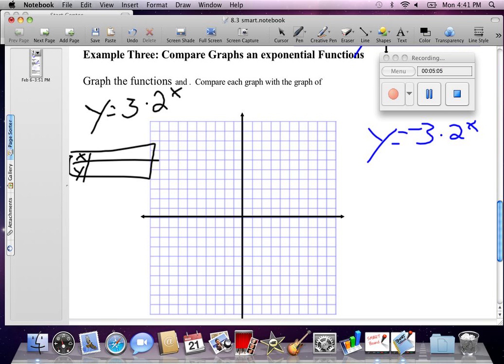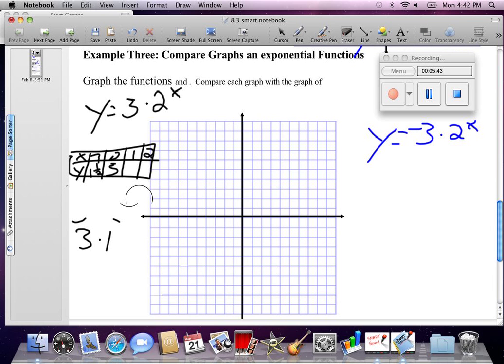We've got our x's and our y's, and we're going to plug in -1, 0, 1, and 2. When you plug in -1, we've got 3 times 2 to the -1. Anything to the negative power we put on the bottom, so we've got 3 times 1 over 2, which when we multiply them together gives us 1.5. So I'm going to erase this, and we're going to try it with 2 to the 0 power. 3 times 2 to the 0 power. 2 to the 0 power gives us 1, so we have 3 times 1, which gives us 3.